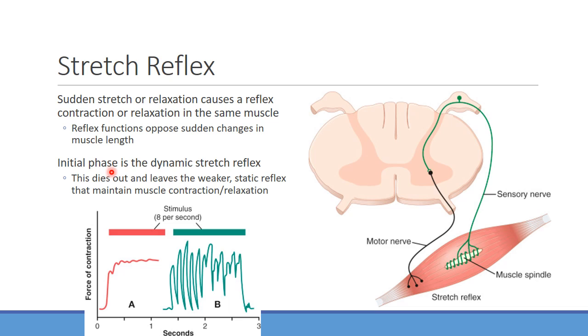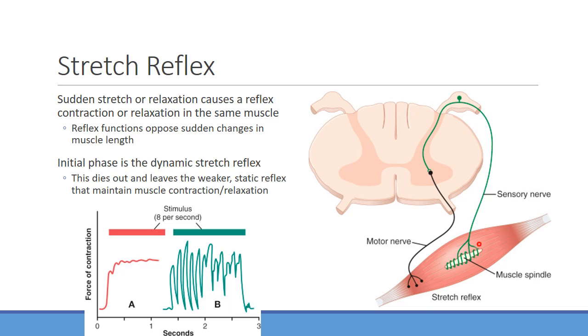And so that initial phase is the dynamic stretch reflex, right? So it's going to be from those primary sensory fibers. And then as that dies out, it's going to leave the weaker, more static reflex, coming from both primary and secondary sensory fibers. And that will help to maintain the muscle contraction. So for instance, when you have a sudden increase in length, you're going to have a strong dynamic response to try to oppose that, and then you want to maintain that response with those secondary, more static reflexes. That helps to maintain the muscle contraction right where it should be.